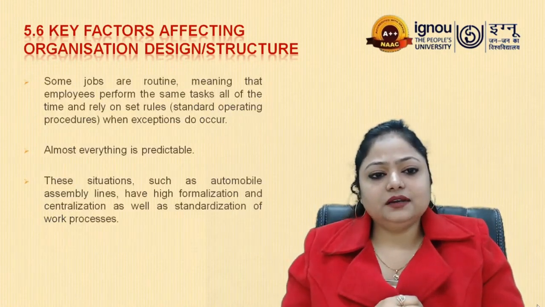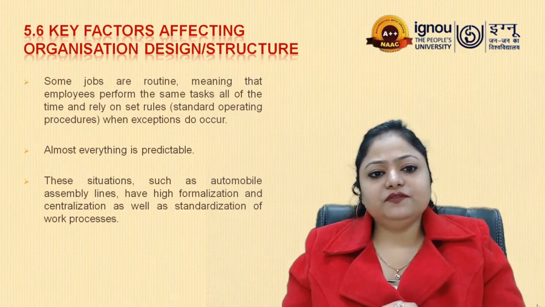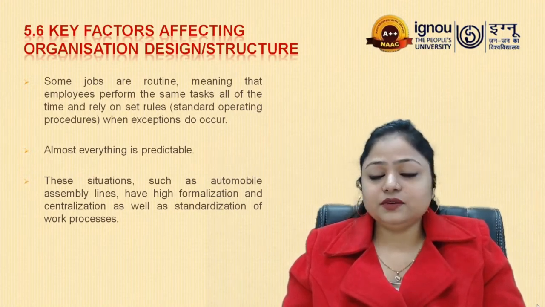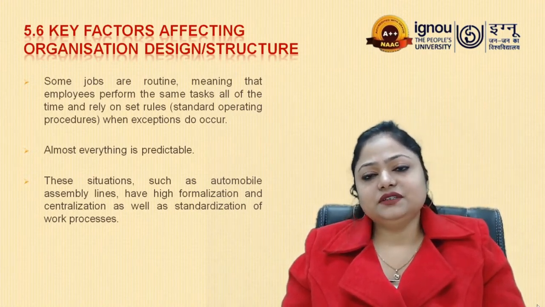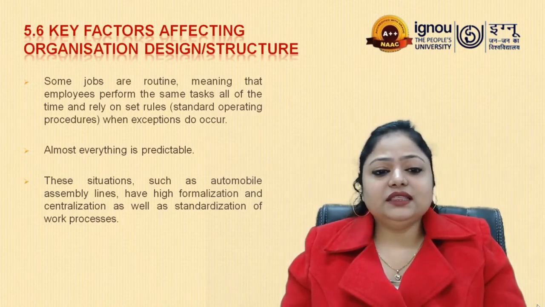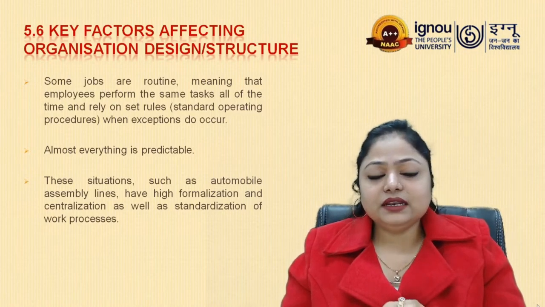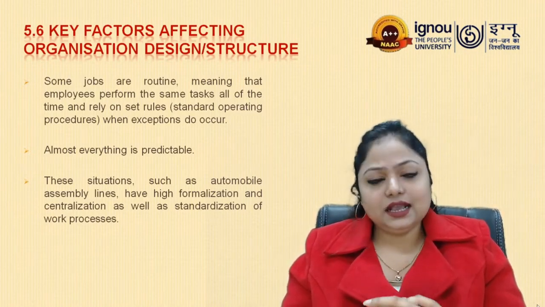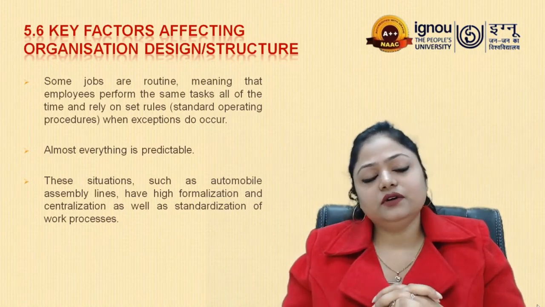Some jobs are routine, meaning that employees perform the same task all the time and rely on a set of rules, that is, standard operating procedures. When exceptions occur, almost everything is predictable, and in these situations, such as automobile assembly lines, there is high formalization and centralization as well as standardization of the work processes.